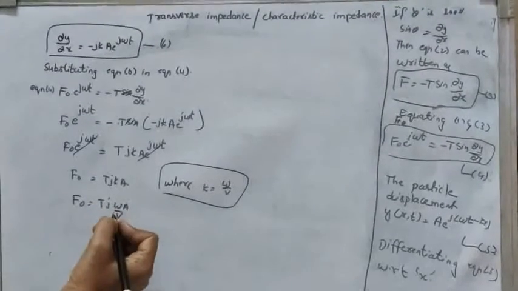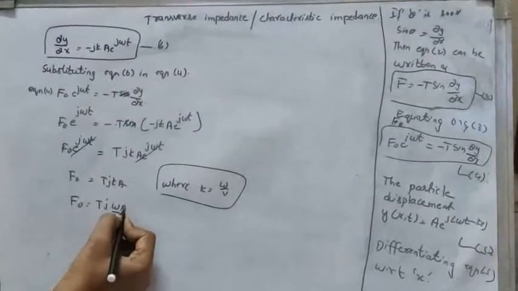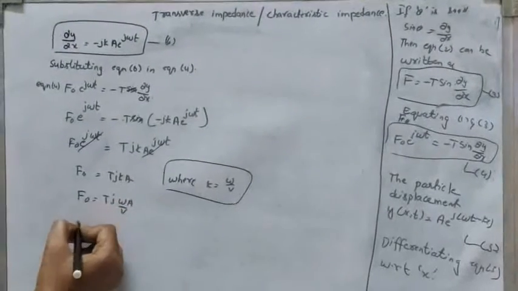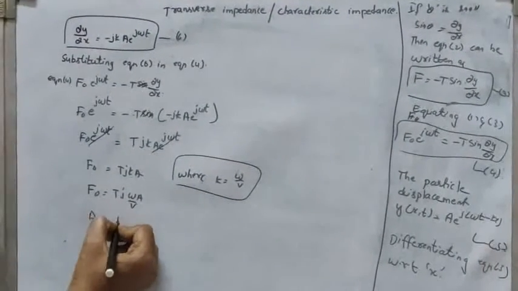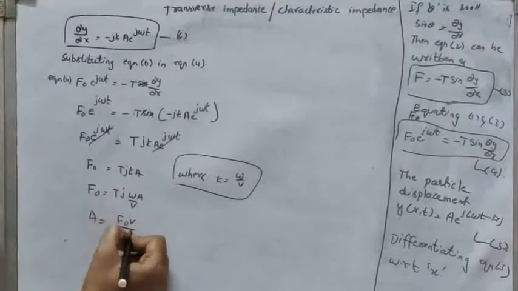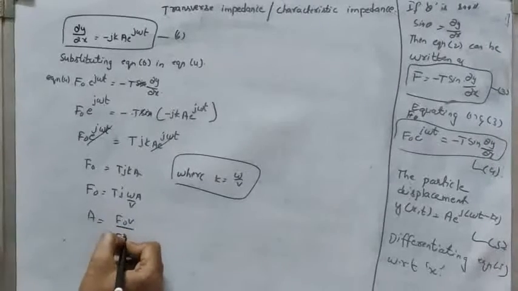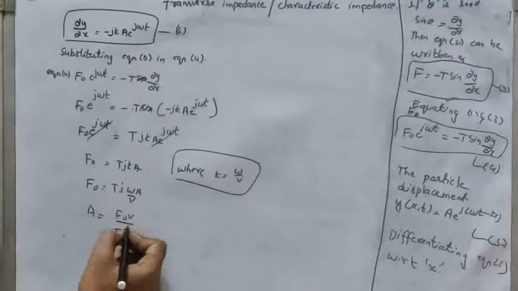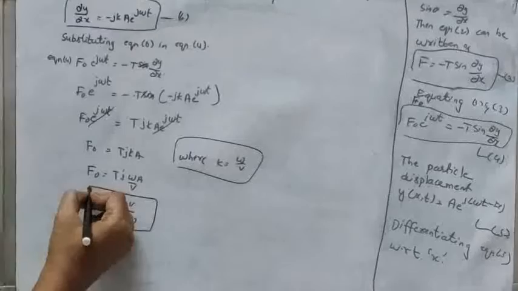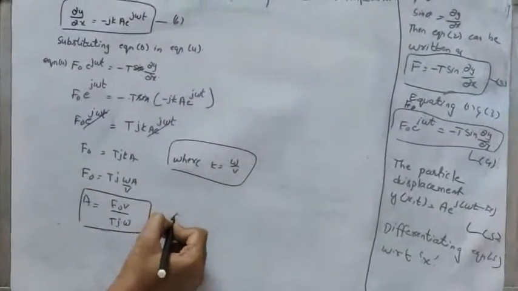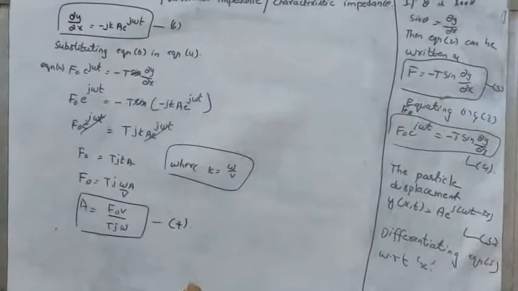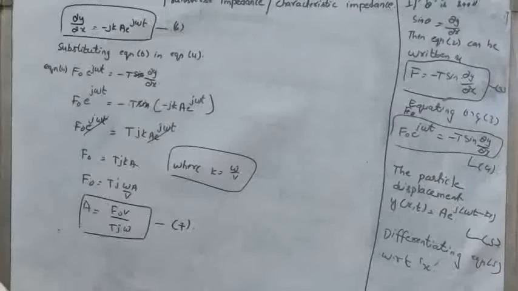Now in this I am interested in finding A. So here A is equal to F naught v by T j omega. Consider this as equation number 7. Substituting equation 7 in 5.